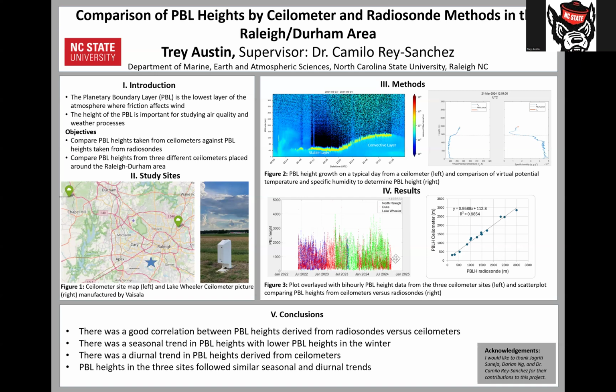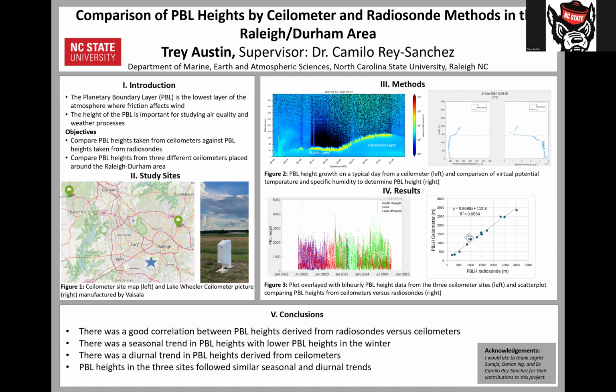And then this scatter plot right here on the right shows a comparison of PBL heights from ceilometers versus radiosondes. And as you can see, the R squared value is very high, close to 1. It's at 0.9854. And that indicates that there's a very good correlation between the two.